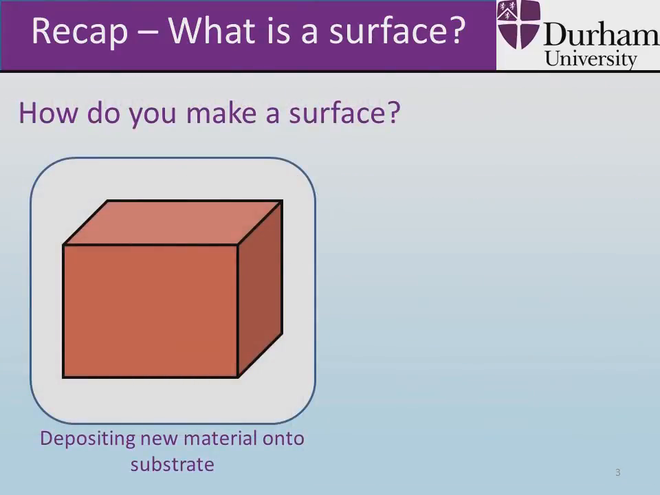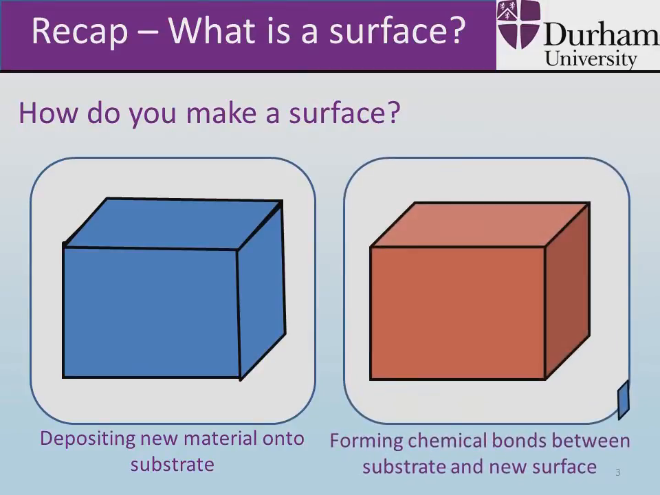There are many ways of making a new surface which is different to the rest of the material. Some involve plating or melting a new material onto the bulk or substrate, whereas some involve actually forming a chemical bond between the substrate material and the new surface being added.